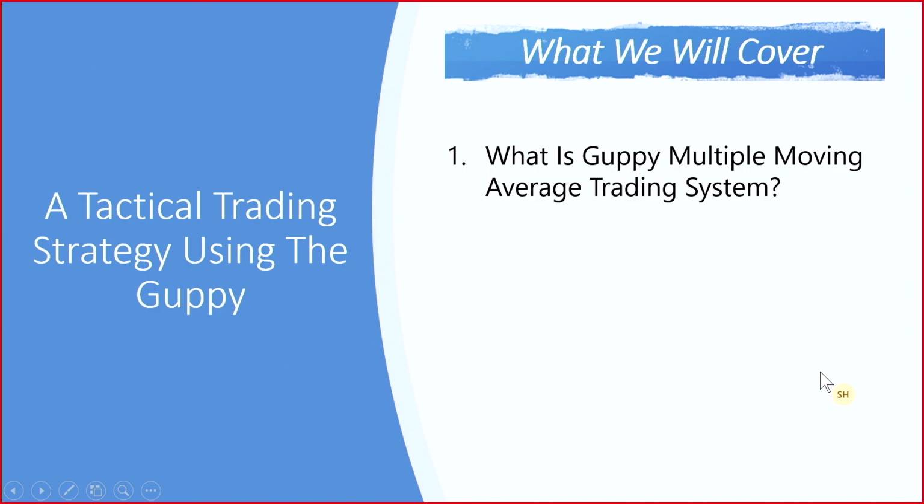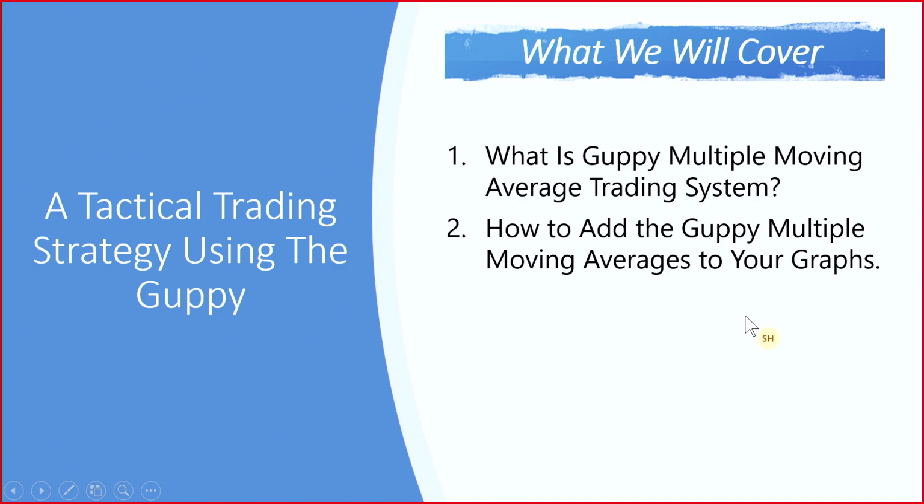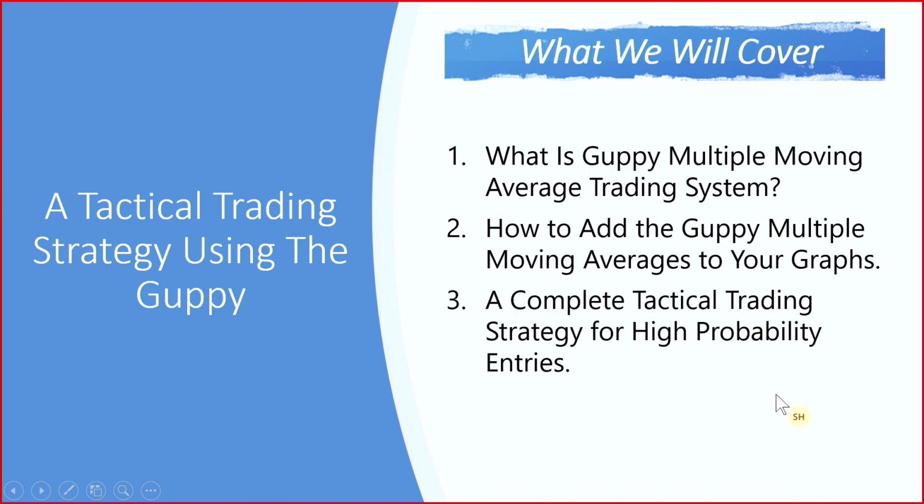So here's what we're going to cover. I'm going to explain the Guppy multiple moving average trading system so that you have a clear understanding of what it is and how it works. And then we're going to show you how to add your Guppy multiple moving averages to your graphs. By the end of the presentation, you'll have a complete tactical trading strategy for high probability trades. That doesn't mean every trade is going to work out. I wish that were the case, but it gives you the highest probability and a high win rate from this strategy.